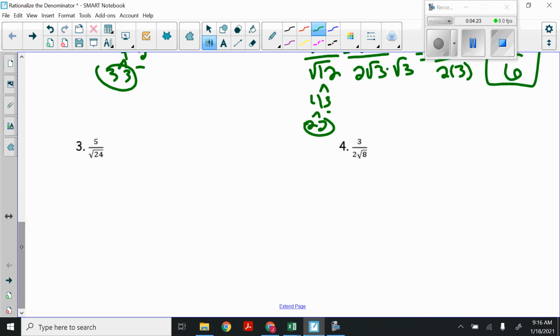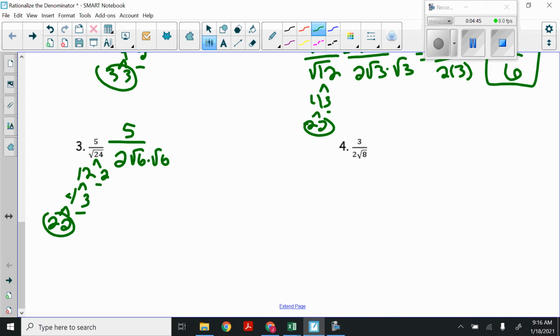Number 3, I have 5 divided by the square root of 24. I notice right off the bat in the denominator, I can do a factor tree on 24. So that came from 12 and 2. 12 came from 4 and 3, 4 is 2 and 2. So I have a pair of 2's, and a 3 and a 2 that get left behind. So on top, I have 5. On the bottom, I have 2 square roots of 6.